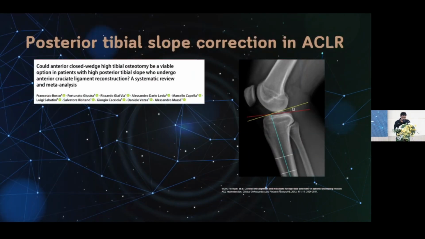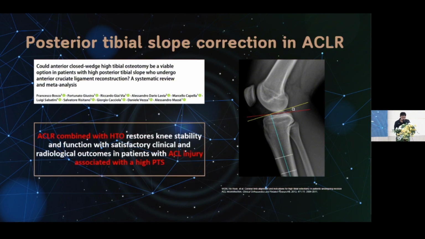Another study by Francesco Bosco, a systematic review and meta-analysis, also found that ACL reconstruction combined with high tibial osteotomy restores knee stability and function with satisfactory clinical and radiological outcomes in patients with ACL injury associated with high posterior tibial slope.